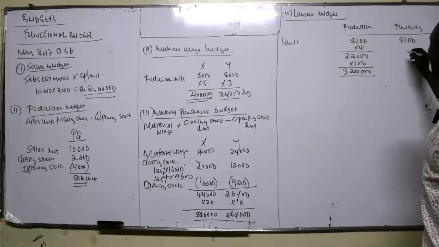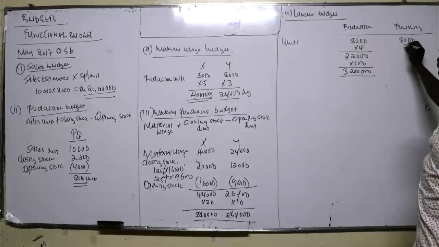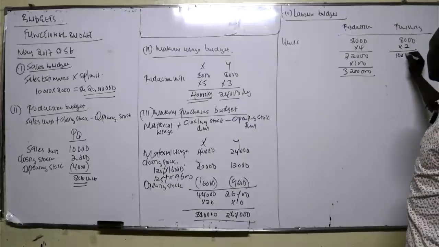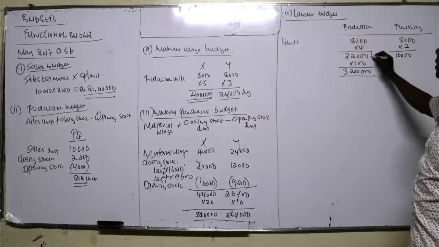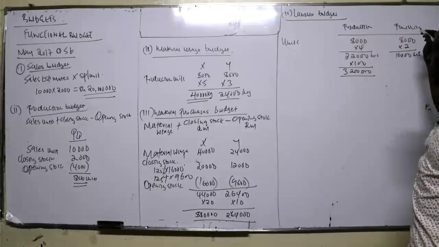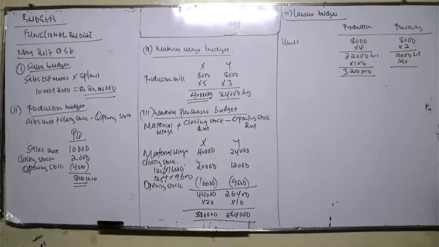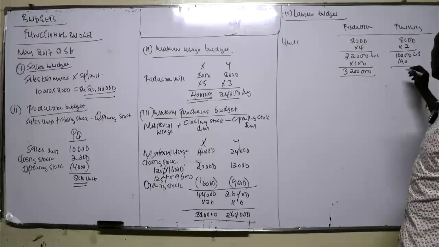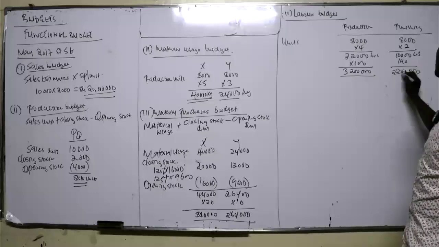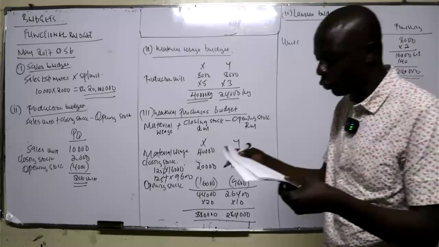Tumeelewana? So here, each unit will spend how many hours? 2. Sindio? Then here will be how many? 16,000 hours. Let me write here hours. So these are 16,000 hours. Each hour is paid at 140. So total? 2,240,000. So up to that point, you are through with what we call functional budgets.